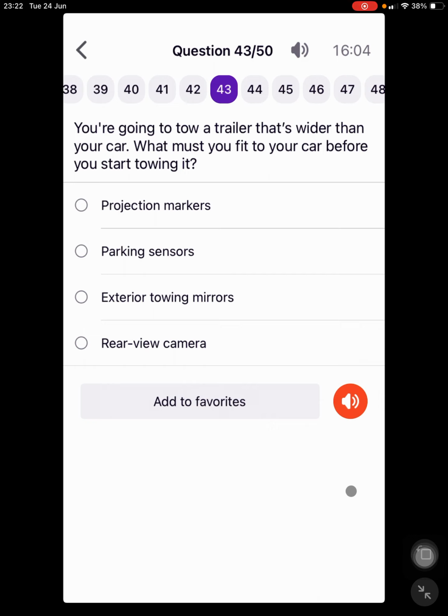You're going to tow a trailer that's wider than your car. What must you fit to your car before you start towing it? Projection markers, parking sensors, exterior towing mirrors, rear view camera.